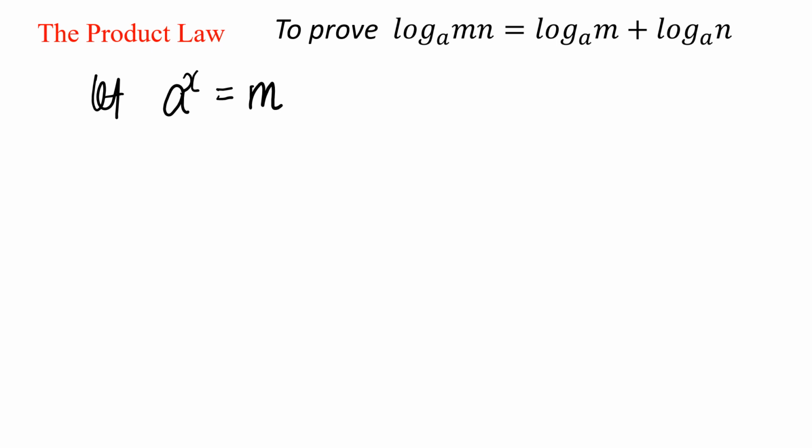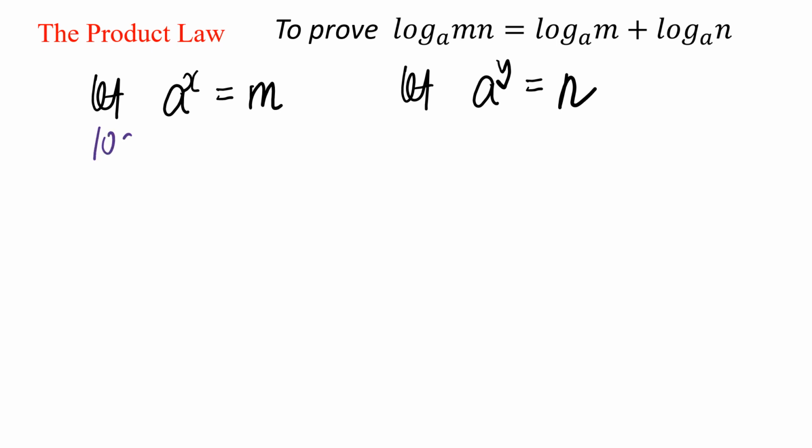So why do I let a to the power of x? Because if you look at what you're supposed to prove, the base here is base a. Can you see it's base a, base a? Therefore, the first step is I'm going to let a to the power of x equal to m. Why m? Because you're given m and n in the product law. Then the second one is we're going to let a to the power of y equal to n.